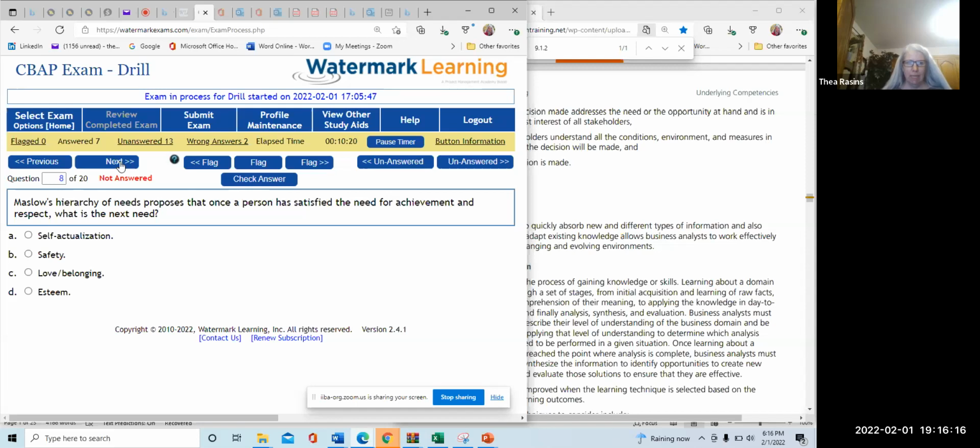Right. Maslow's hierarchy of needs proposes that once a person has satisfied the need for achievement and respect, what is the next need?